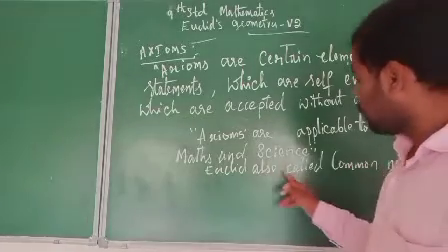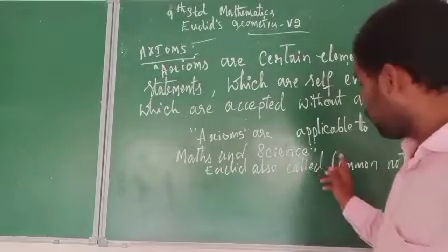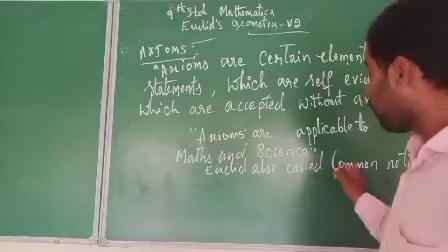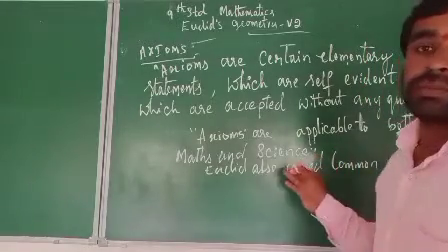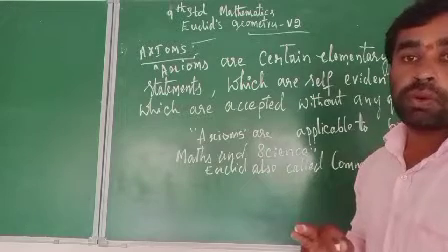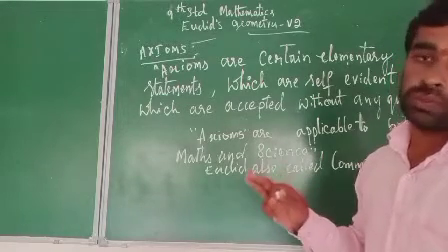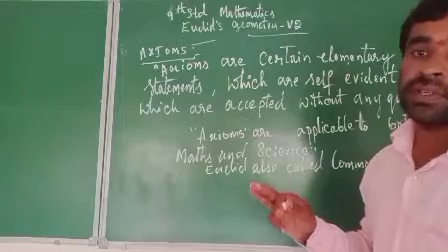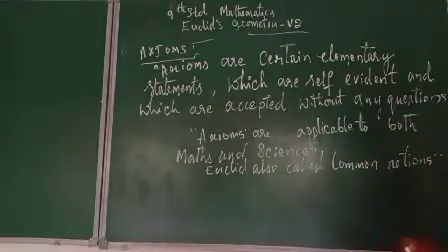Euclid also called the axioms common notions. Axioms are also what we call common notions. Euclid called them common notions. Is it clear? So take down this one.